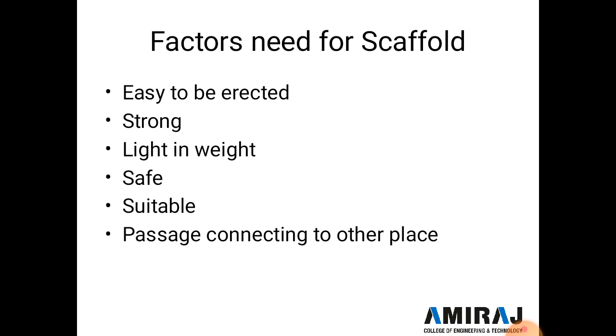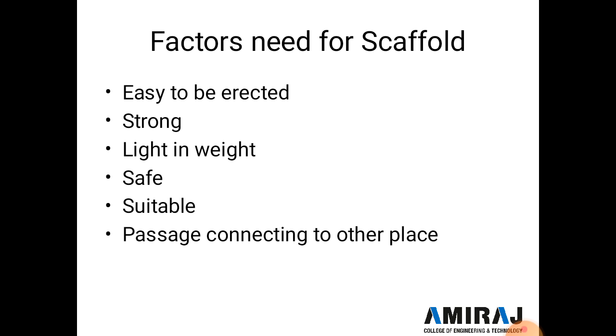Generally we use steel scaffolding, iron scaffolding or timber scaffolding in the construction industry. Now some of the factors needed for a scaffold: first, it is easy to erect, and after completion of the work it is easy to dismantle. Next is strong, because a scaffold is not used a single time, it is used multiple times, so scaffolding must be strong enough.